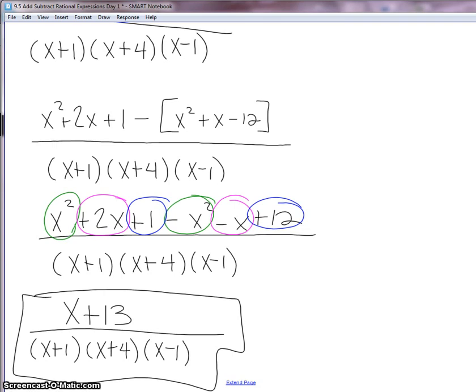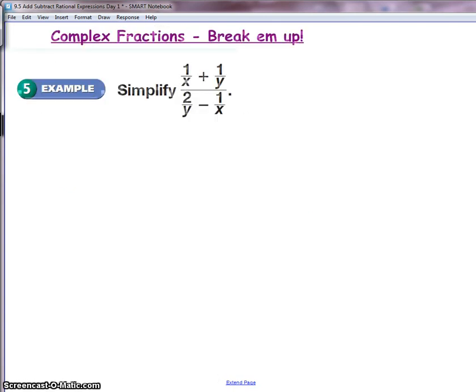All right, guys, check your work. Hope you got it right. Moving on to the next slide. All right, guys, here we've got a complex fraction. Just like on Monday, you're going to break them up and use the division symbol that you used back in elementary school.